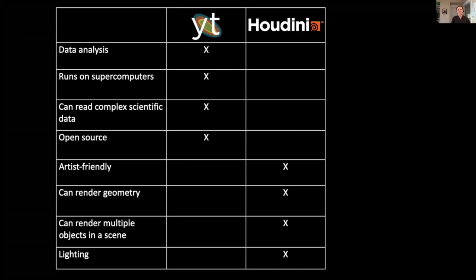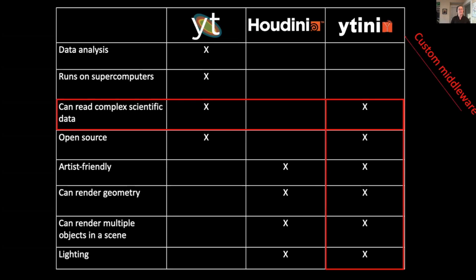It can render multiple complex different kinds of geometry. It can easily do multiple objects in a scene. It's very easy to combine data sets. And then lighting and special effects tools are also available in Houdini. And so this was the idea behind creating YTini. And this was the second project we did.